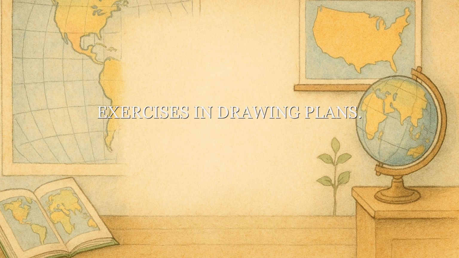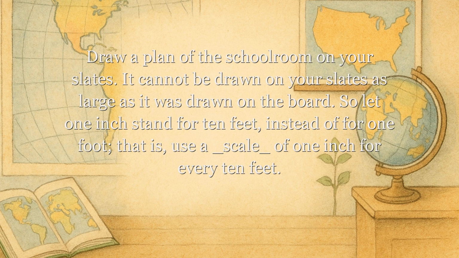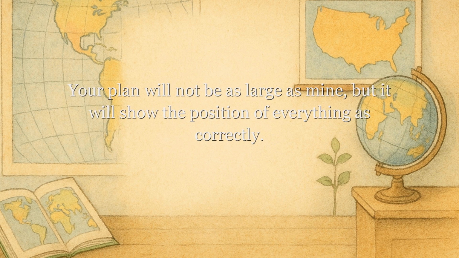Exercises in drawing plans. Draw a plan of the schoolroom on your slates. It cannot be drawn on your slates as large as it was drawn on the board. So let 1 inch stand for 10 feet instead of for 1 foot. That is, use a scale of 1 inch for every 10 feet. Your plan will not be as large as mine, but it will show the position of everything as correctly.